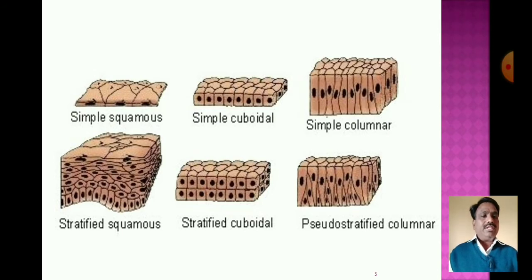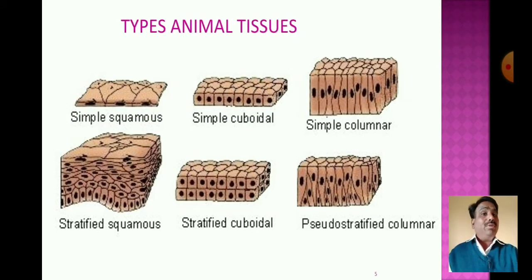So these are the different types of cells and their shapes and sizes: simple squamous, simple cuboidal, simple columnar, stratified squamous, and stratified cuboidal cells. They are the different shapes and sizes of cells present in different animals. These are the types of animal tissue, which have different cells.